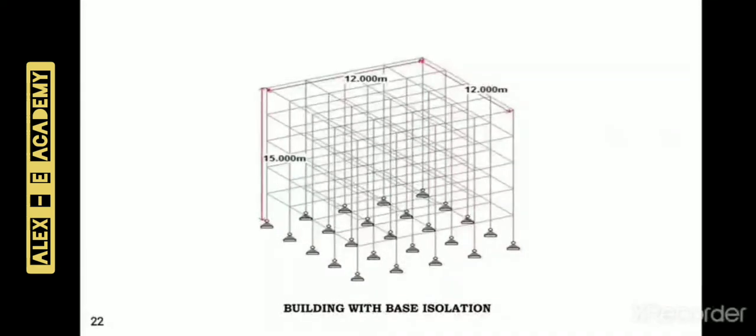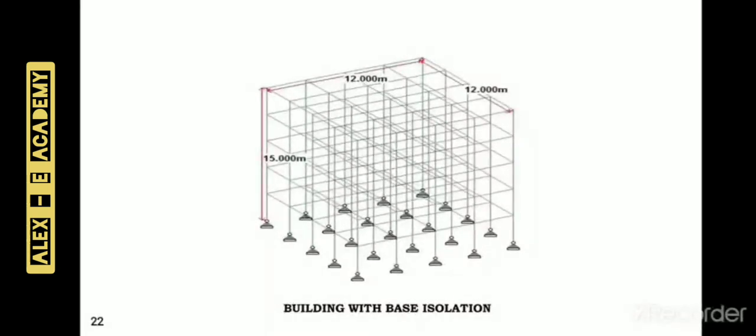This is our model building with base isolation. We used STAAD software to develop our model. As base isolation is applicable in low-rise buildings, we made a 5-story building of 15-meter height, each story having 3-meter height. Here we provide lead rubber bearing as base isolator, and we discussed lead rubber bearing in previous slides. Now let's discuss the working of base isolator.